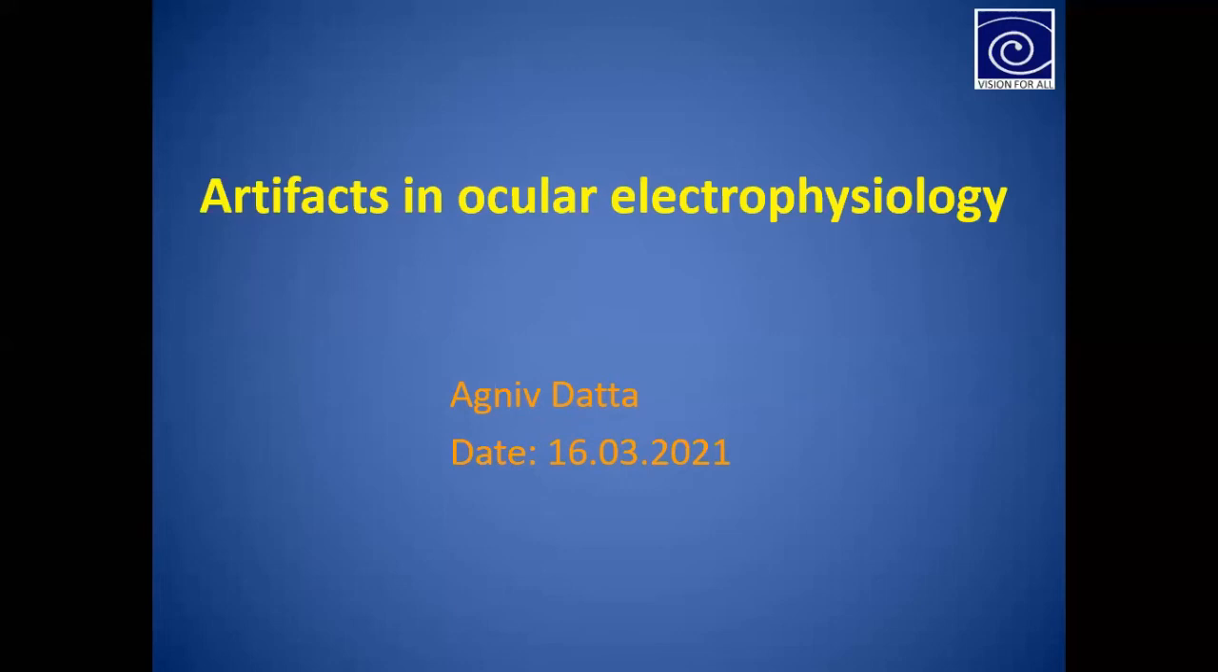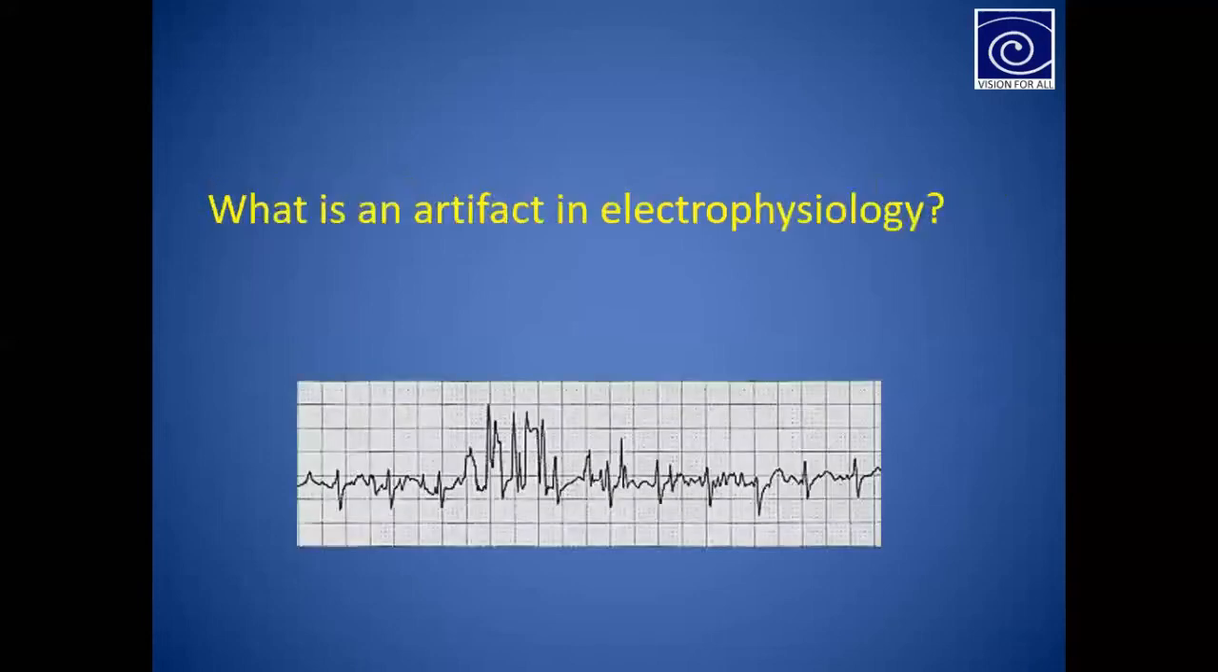First of all, we should know what an artifact in electrophysiology is. In medical electrophysiology, artifacts are abnormal signals that originate from some source other than the electrophysiological structure being studied. Studies of neural response to electrical stimulus are often complicated by the presence of noise in recorded signals.